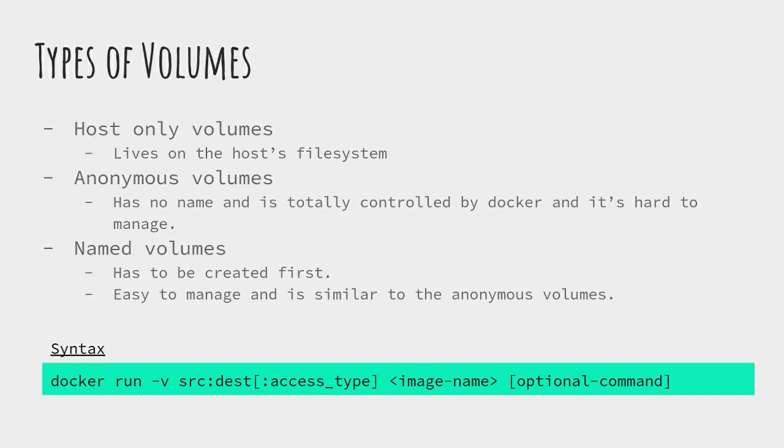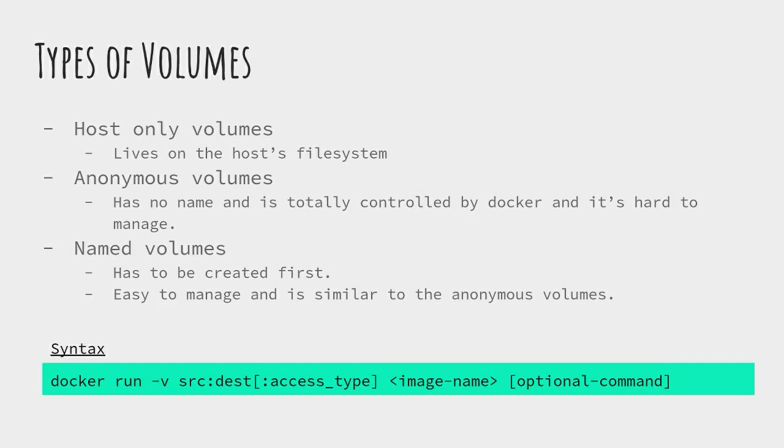So now we'll talk about the different types of volumes. The first type is the host-only volume. Look at the syntax at the bottom of this slide. We first write the Docker run command. To attach the volume, we use -v. Since it's a host-only volume, we'll give the source, the path on our local host. Then we'll write the path existing on the destination, which will be our Docker container. And after that, we can also specify an access type. That is why I have included that part in the square brackets.